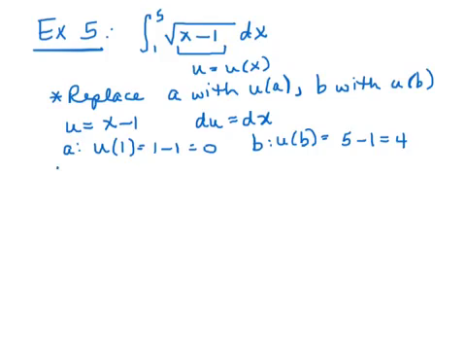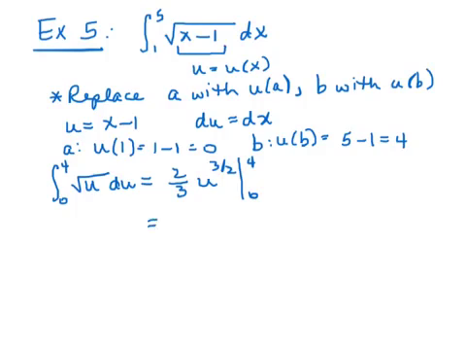So let's make our substitution. So 0, 4, square root of u du. And we're just going to take the antiderivative like we did before. So this is 2/3 u to the 3/2, and we're going to evaluate this from 0 to 4. Because we replaced the 1 and the 5 with a 0 and a 4, we don't need to replace the u back with an x plus 1 because we changed everything. So we add a step in the beginning and take a step off at the end.